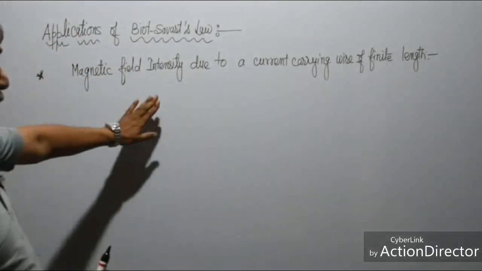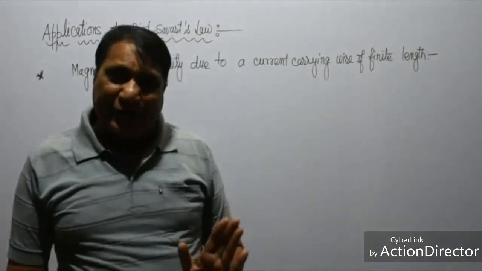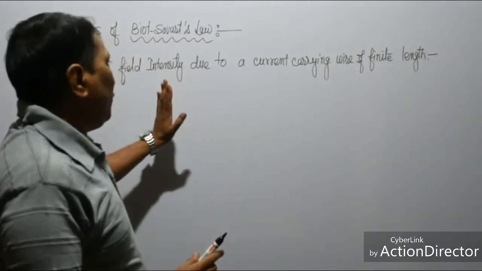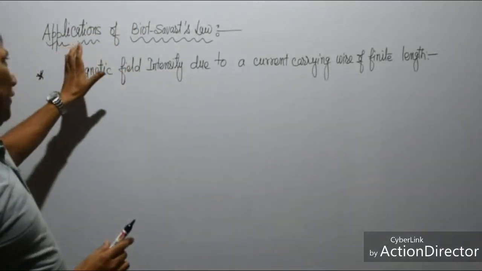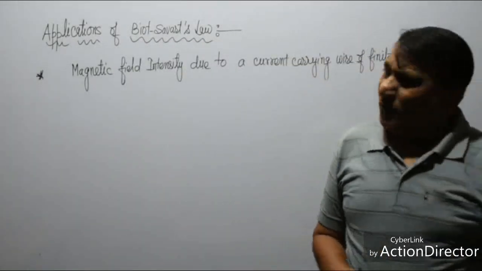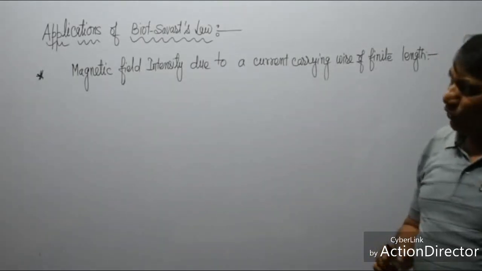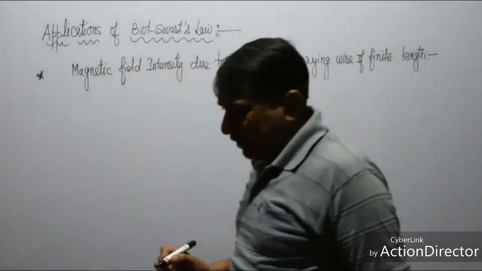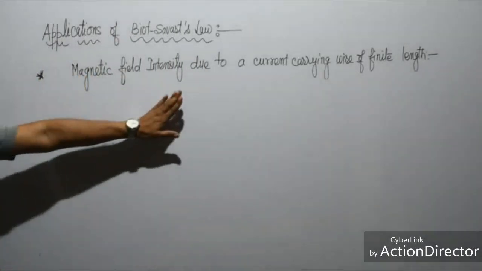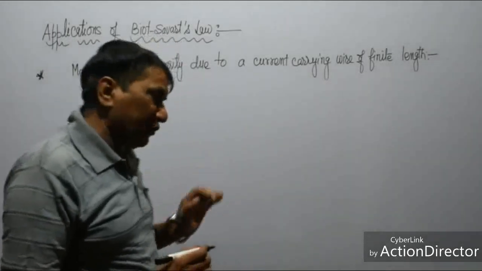मैग्नेटिक फील्ड इंटेंसिटी ड्यू टू अ करंट कैरिंग वायर ऑफ फाइनाइट लेंथ डिस्कस करेंगे। This is a part of magnetism and especially applications of Biot Savart's law. तो यहाँ पर हम लोग बायोट सावर्ट्स नियम के अनुप्रयोगों को डिस्कस करेंगे। So firstly हमको यहाँ पर डिस्कस करना है magnetic field intensity due to a current carrying wire of finite length.